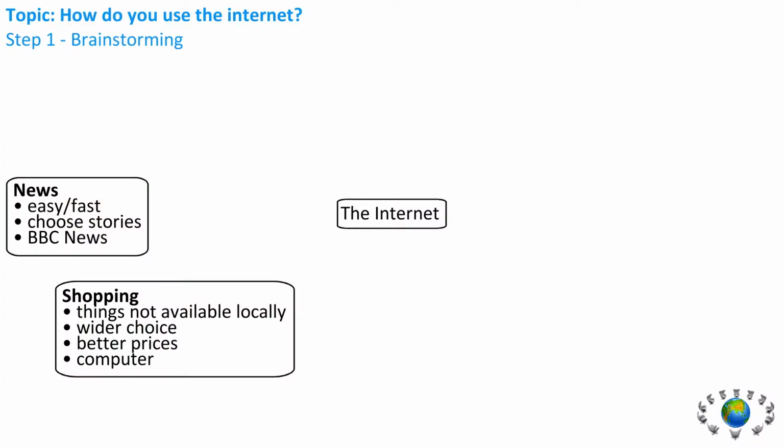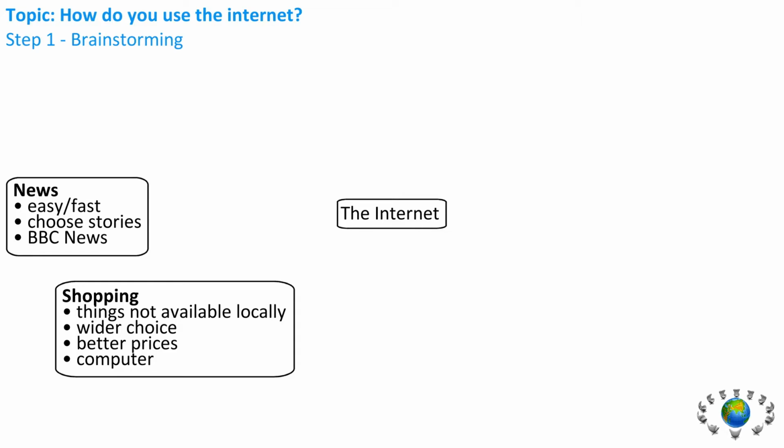Okay, let's go to another reason, another use of the internet. I could write down shopping. So, start with shopping. Again, think about why. Well, I like to shop on the internet because I can find things that are not available in my city. There is a wider choice. On my paper, I write it down.